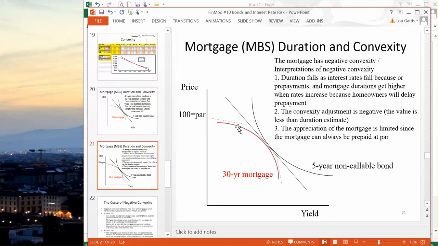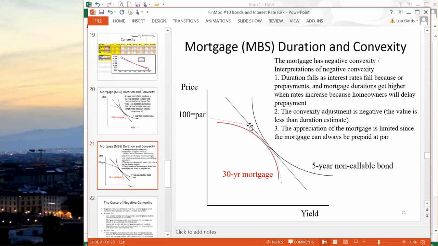Now another interpretation of this negative convexity of mortgages is another interpretation of duration. Duration is the slope of the price-yield relationship. Say a 5-year bond and 30-year mortgage have a similar duration, except if duration is a measure of the average life of the bond, as the interest rates fall, the duration, which initially was, say, 4 years, might fall to, say, 1 year. So what you can think about it is it's a flattening of a curve. If the slope of this was -4, now it's -1.